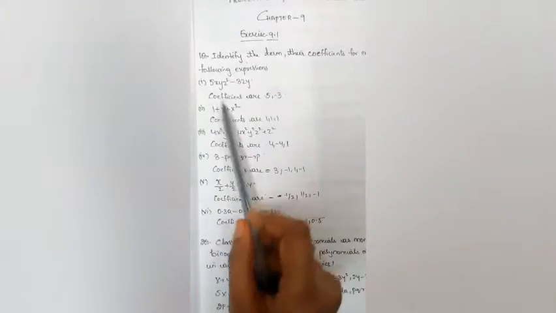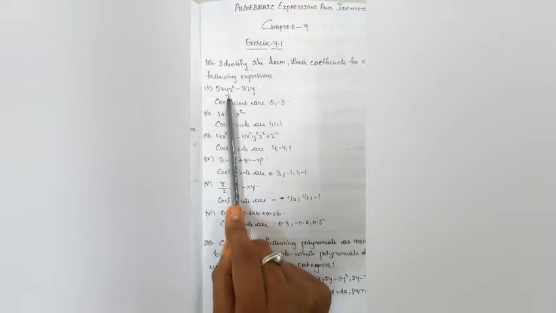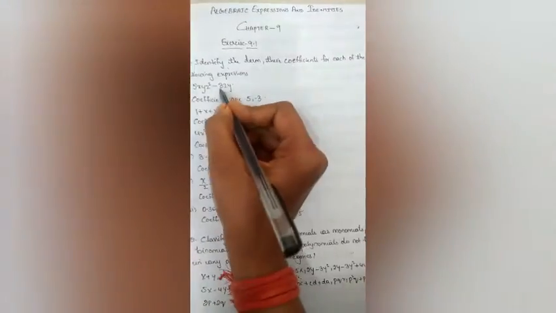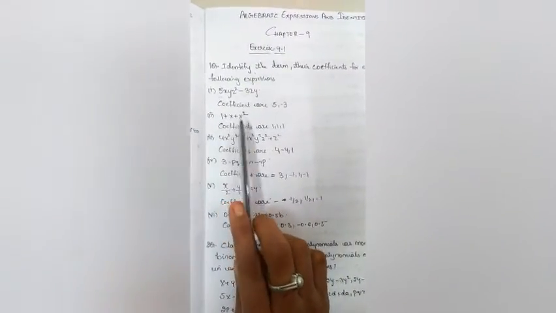Coming to the first exercise, the first question is: identify the terms and their coefficients for each of the following expressions. We need to find the coefficients. For the first one, 5xyz square minus 3zy. The coefficients are 5 and 3. The second bit, 1 plus x square.